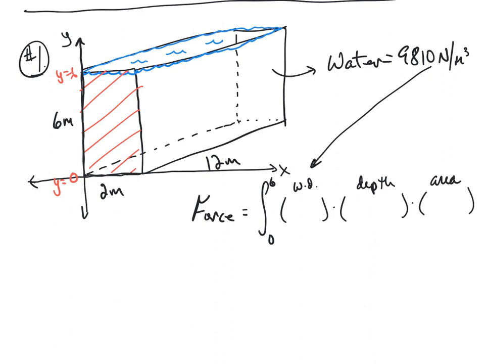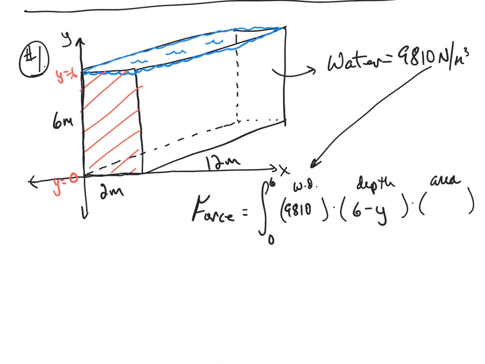Okay? So let's see if we can figure out these three factors. Weight density, again, given to us in the problem, so 9,810. The depth, and I hope this sounds familiar, is going to be 6 minus y. Hopefully that looks familiar from our dynamics problems. We're essentially taking the location of the top of the plate and subtracting the value for y.